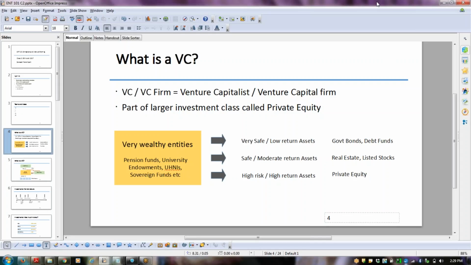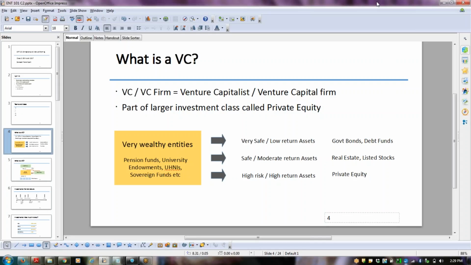And then you have the safe or moderate return assets. This is not as safe as government bonds, but still it has got capital protection. At the same time, the returns are better than the government bonds. It will typically be around 8 to 12% yearly returns. That's the bandwidth. 8 to 12% you'll be getting yearly returns.